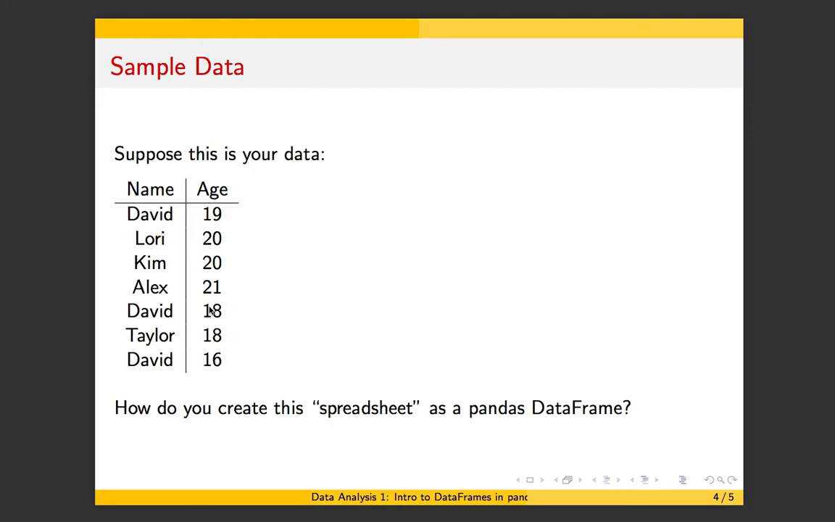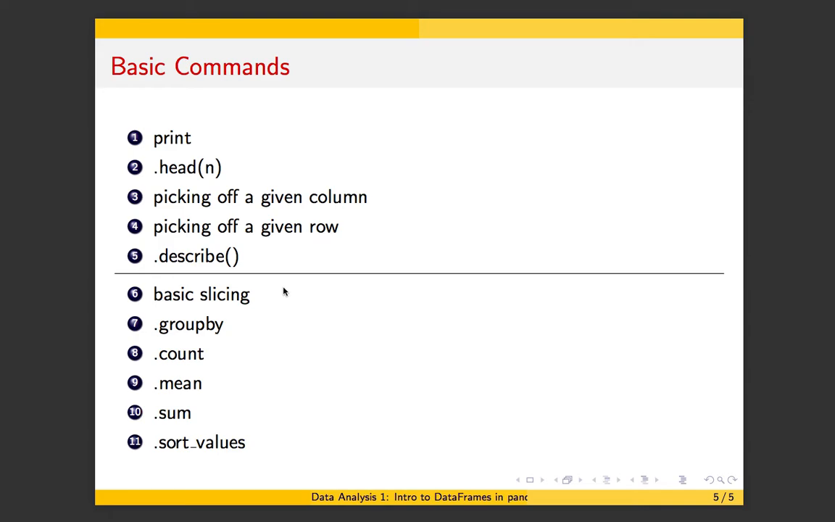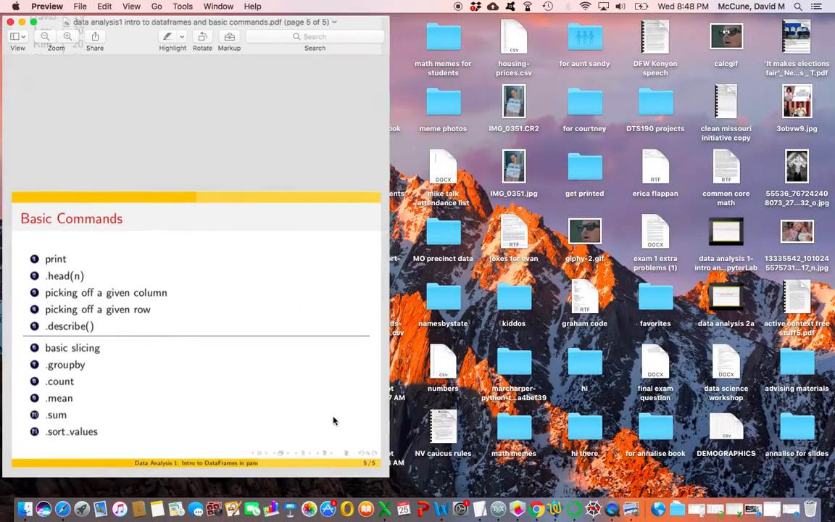We left off with this tiny little data set, which we created as a spreadsheet or data frame inside of pandas, and I was showing you some commands you can do with it. So we did these first 5 commands. Let's now move on to the next 6 commands, do some basic slicing, and see these other 5 commands here.